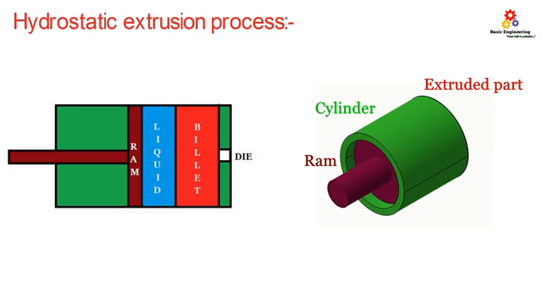Next type, hydrostatic extrusion process. This process is very similar to the direct extrusion process. The only difference is that some liquid is used to transfer the force applied by the ram to the billet. Because of the use of liquid, the force exerted on the billet will be uniform.